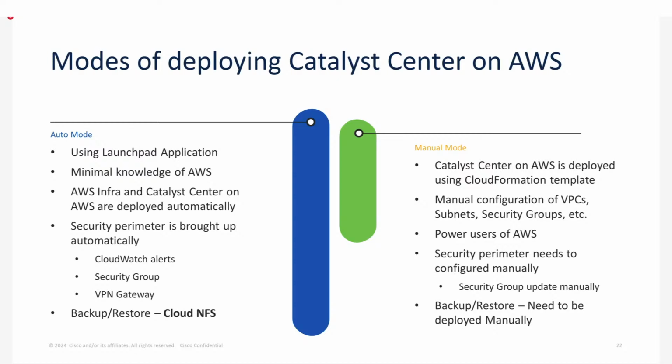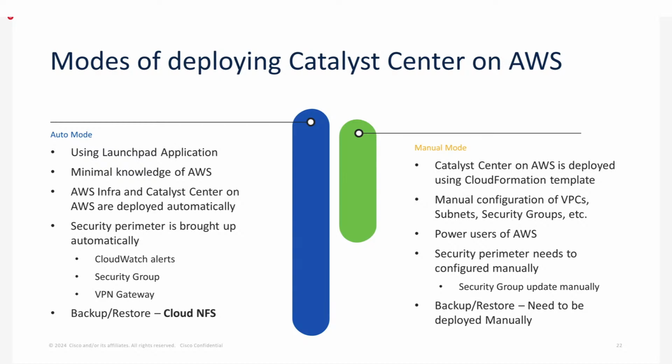And that can be done using the CloudFormation template. Security parameters need to be configured manually. The backup and restore needs to be done manually as well. Again, it's for folks who already have familiarity with AWS architecture. But Cisco recommends going with the Launchpad application, which comes with the auto mode. It requires very minimal knowledge of AWS, and it will do everything for you. It will set up all the infrastructure for AWS.